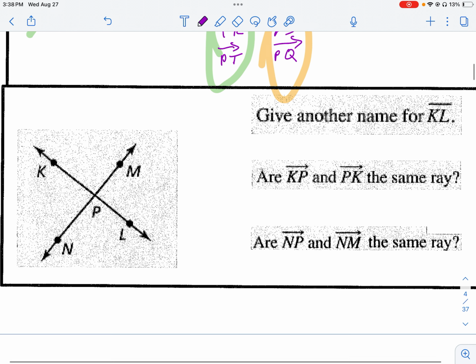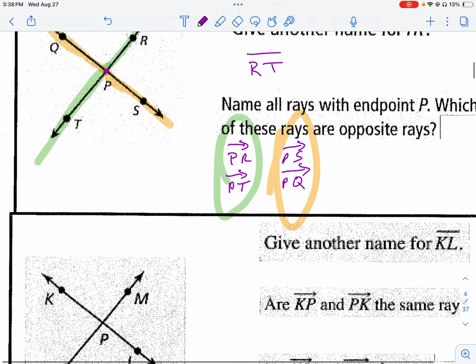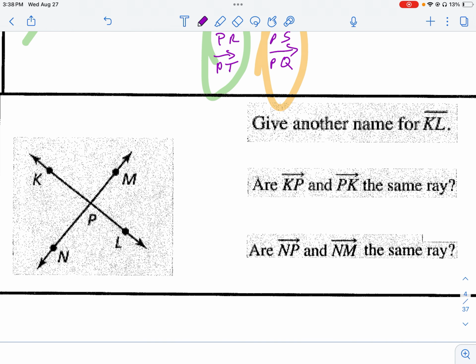All right, so last one. Once again, pause the video, try these 3 questions, and then come back and see how you did. All right, so KL, just like the 2 above us, segment KL, so we need everything between K and L, and the only way we can do that with a new name is to rewrite it as segment LK.